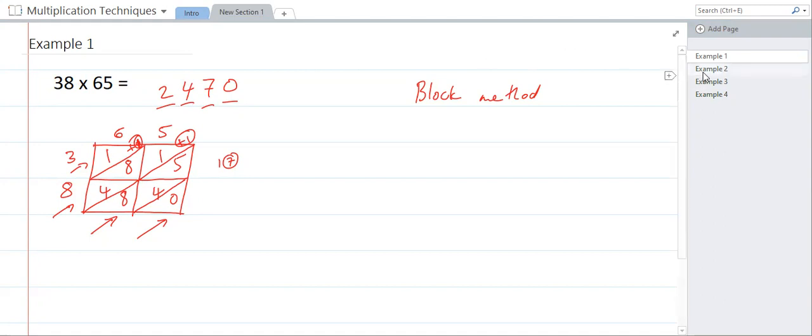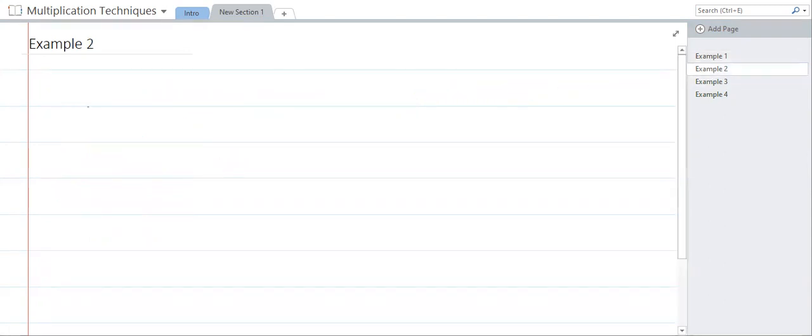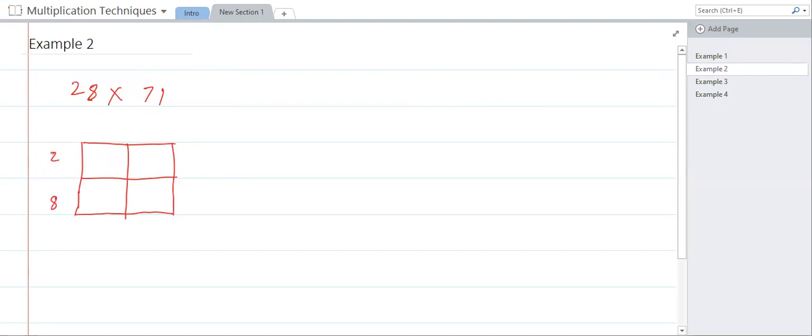Let us look at example 2. I want to multiply out 25, or let's say 28 times 71. I have two numbers here, so let us create 2 by 2, two rows, two columns. So I can write down 28 times 71.